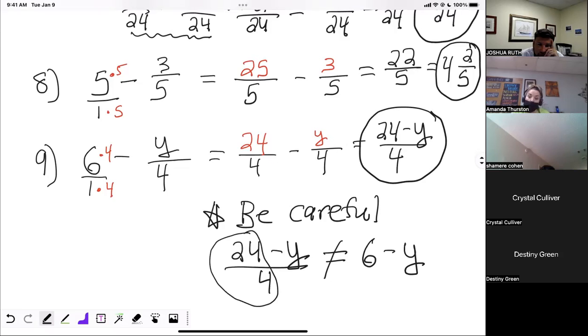because the 24 is not by itself. You have a minus y. You can't simplify it at all because you can't divide y by 4. You leave it like that. You cannot simplify part of a fraction.